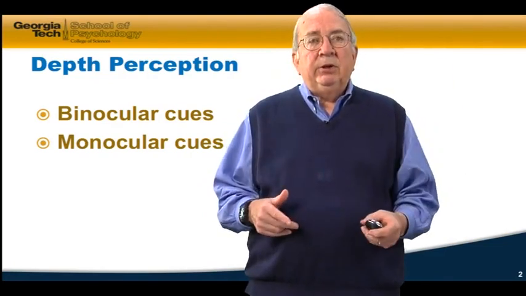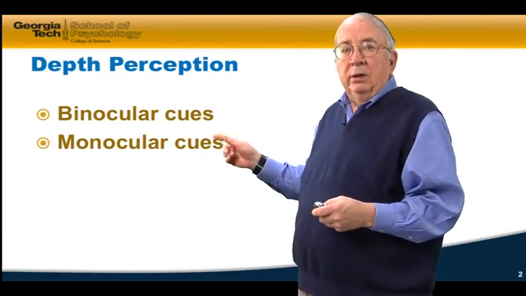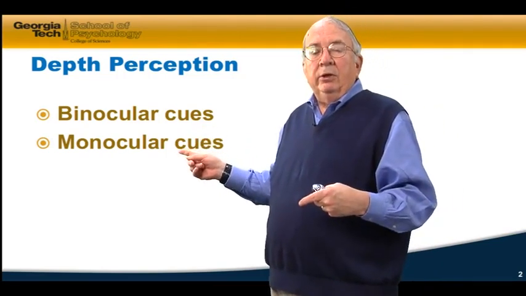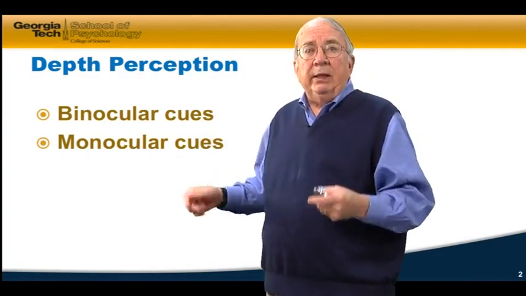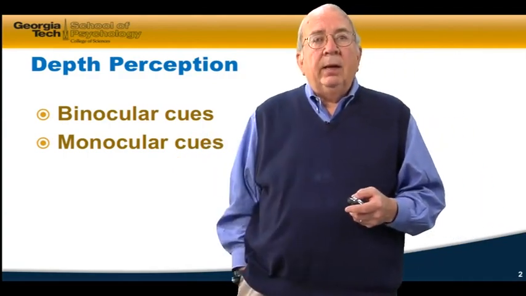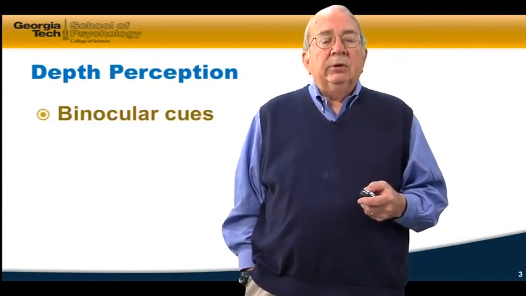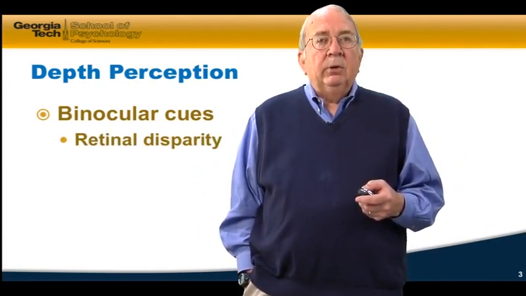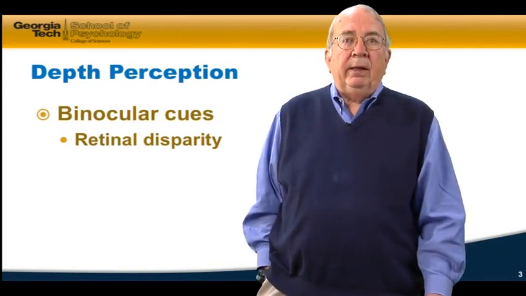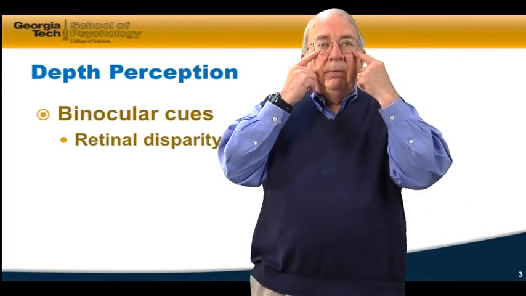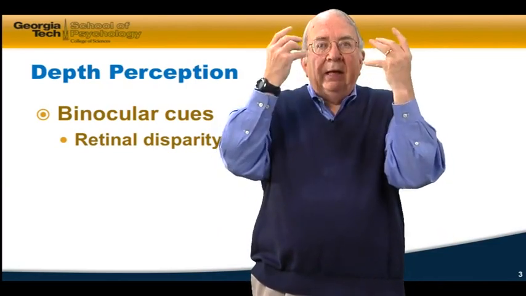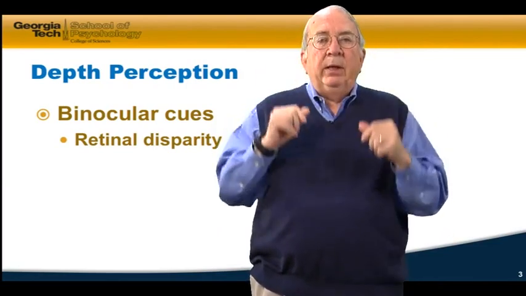There are two kinds of depth perception cues. There are binocular cues, where we get feedback from both eyes, and then monocular cues, which don't require both eyes, and we can get information from just one eye. First, the binocular cues. There are three kinds of feedback coming to the brain. One is retinal disparity, the fact that our two eyes are separated from each other, and as we stare at something, we have two images slightly apart from each other because the eyes are separated.